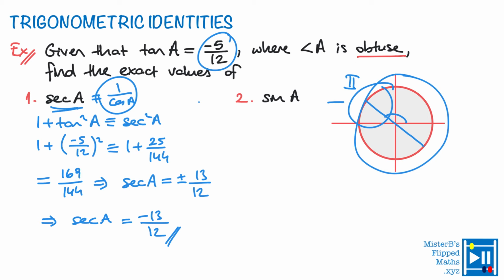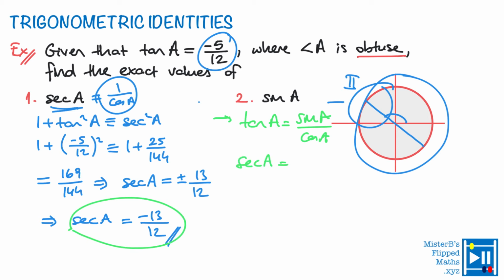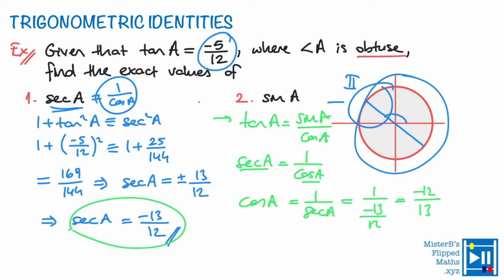Now for sine A, I have to use tangent A equals sine A over cosine A. Now I know tangent A, so it's good, but I don't know cosine A. However, I know secant. So just because secant A is 1 over cosine A, if you flip these expressions, it's going to be cosine A equals 1 over secant A, so 1 over minus 13 over 12, which is minus 12 over 13.